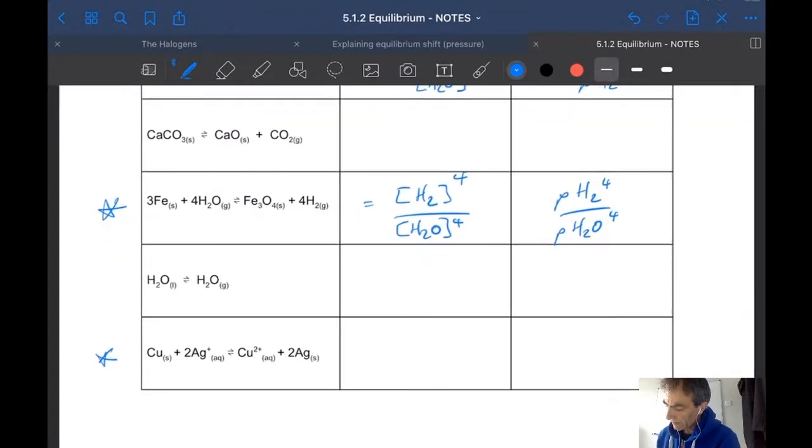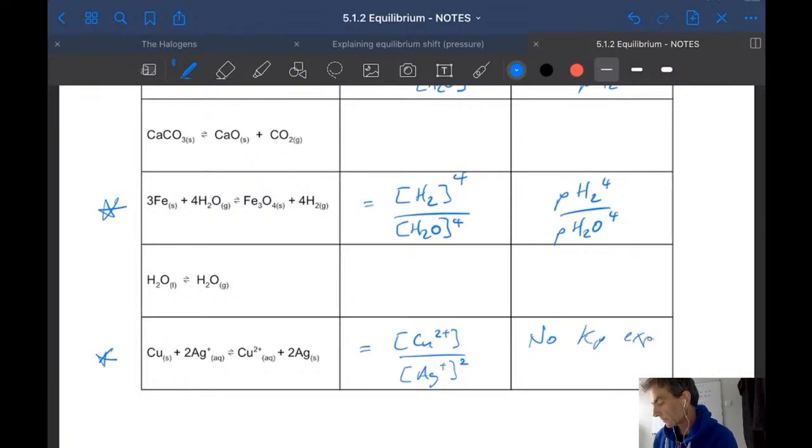What's going to go into the Kc expression? We're leaving out the solids, so it's the Cu2+ concentration all over the Ag+ concentration squared, because it's balanced with a 2. And a bit of a trick one, this one: there's actually no Kp expression to write for this one, because there are no gaseous species in the equilibrium.